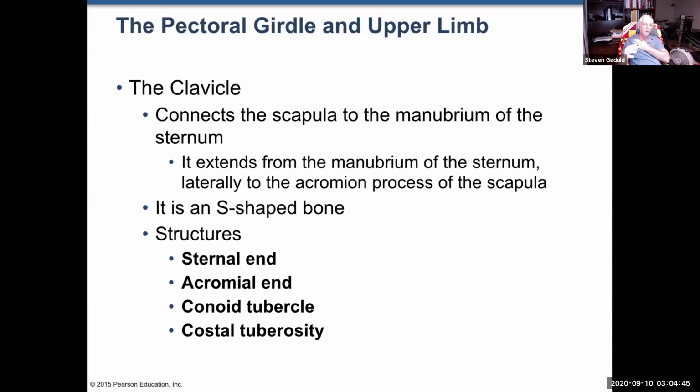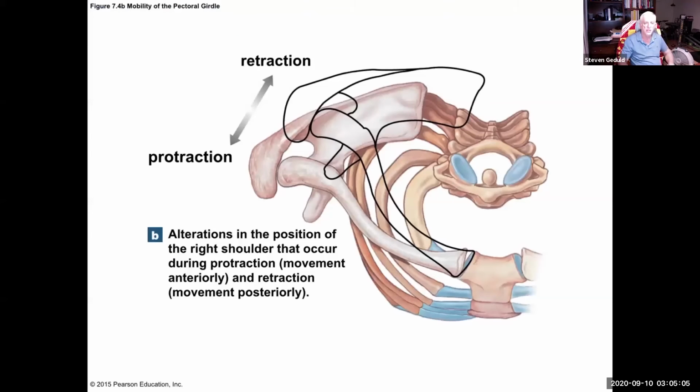The collarbone, or the clavicle, is an S-shaped bone. It has a sternal end where it connects to the manubrium of the sternum, and an acromial end where it connects to the acromial process of the scapula. It has a conoid tubercle and a costal tuberosity. It allows different types of motion.